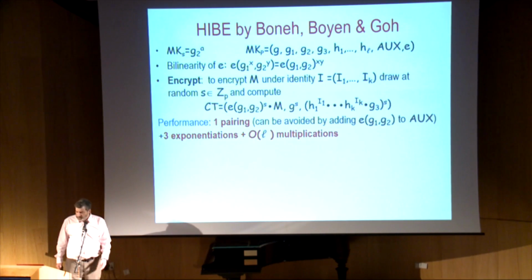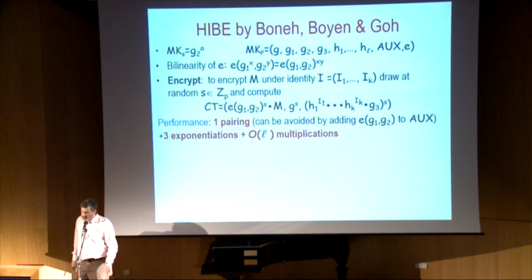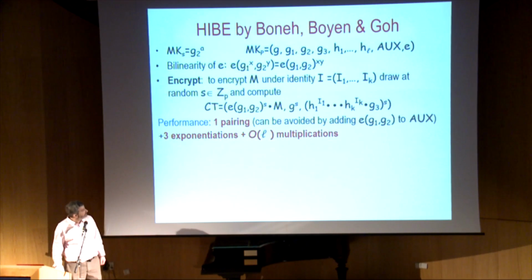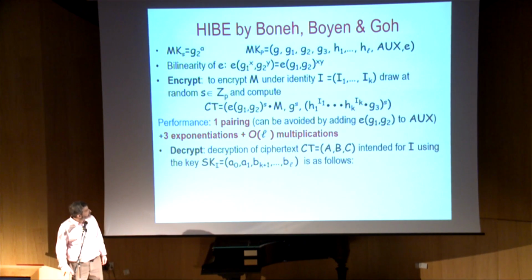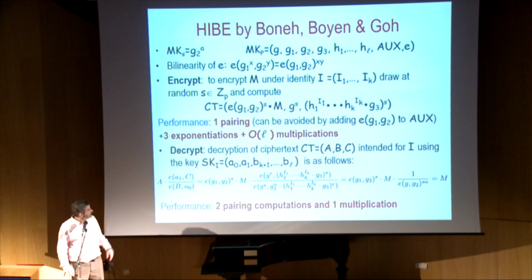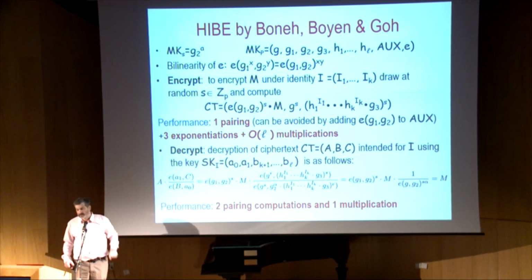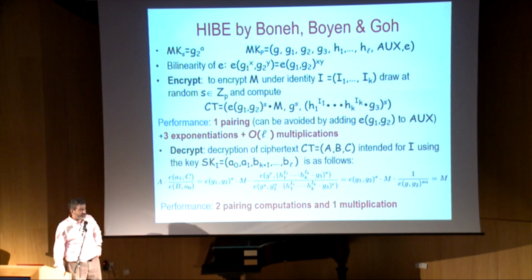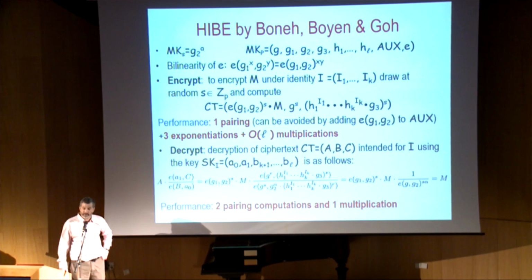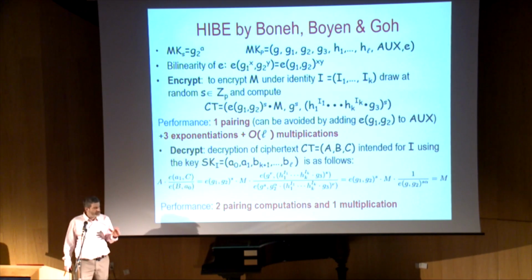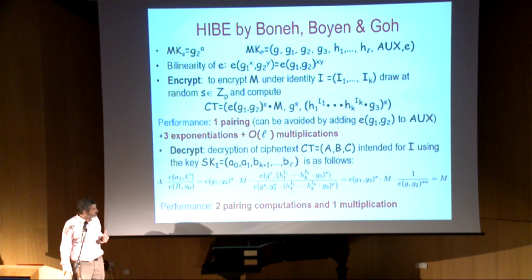And encryption requires 1 pairing, and you can even get rid of it, and 3 exponentiations plus order L multiplications. Decryption is more involved, and it requires 2 pairings. Pairing is the operation of mapping from 2 groups to the corresponding mapped group G1. That's a more involved operation. It's not the end of the world, but it's more involved. Pairing is more expensive than exponentiation, so that requires 2 pairing computations and 1 multiplication.